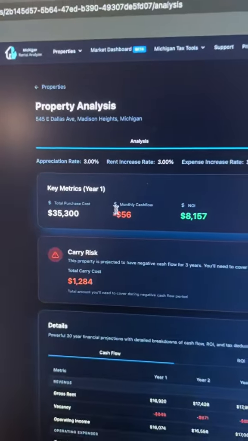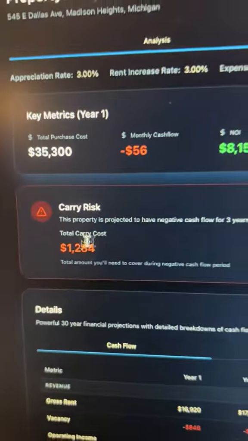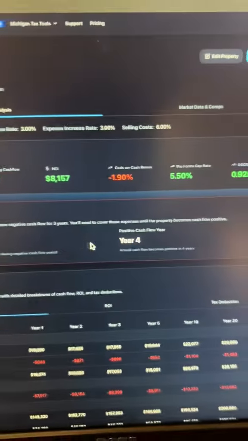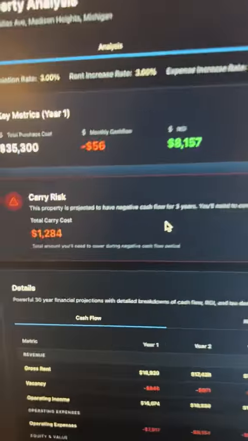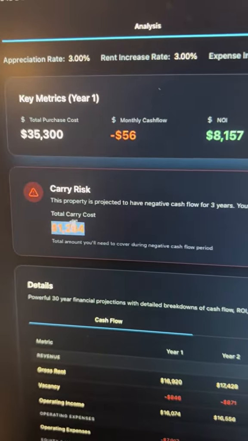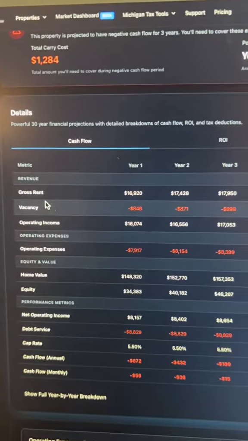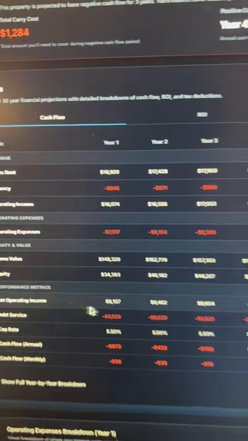So now we've reached the analysis page. We can look at the key metrics for year one, and you can see, unfortunately, for the first year, we are cash flowing negative. This carry risk says how long it would take for us to break even based on these increases in rent and expenses, and it says by year 4, we should break even. And overall, all those monthly cash flows that we would pay out of pocket would amount to this estimated number right here. If we go to this cash flow table here at the bottom, you can see how our key metrics here are projected over the next 30 years as well.